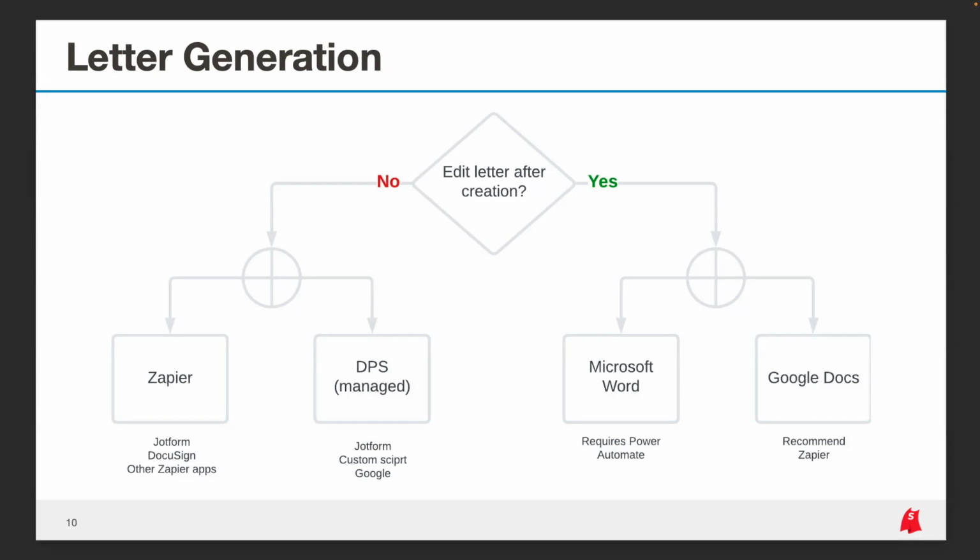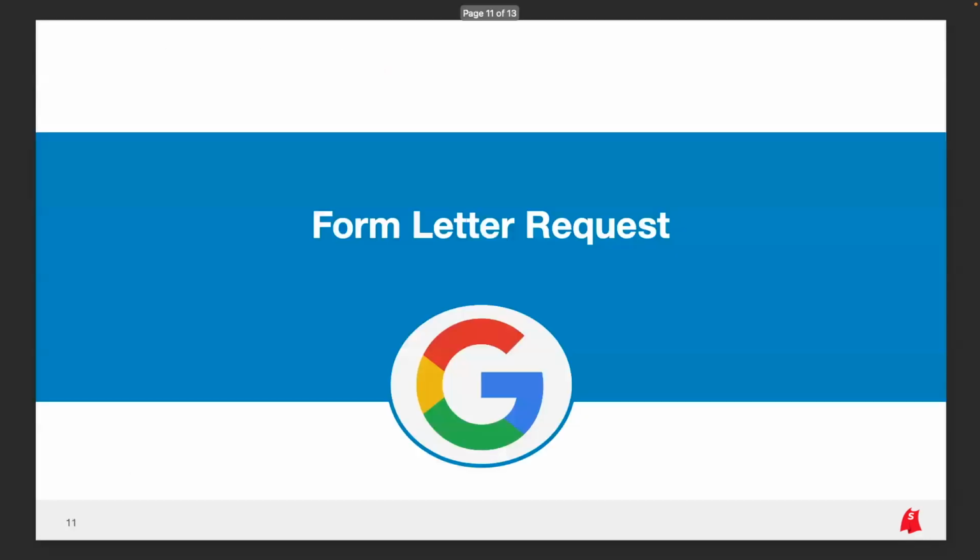If you prefer to have a PDF generated of the letter, solutions can be deployed on Zapier or Sidekick Solutions' managed data processing service. Common applications for PDF generation include JotForm, DocuSign, custom PDF scripts, and Google Workspace. Now let's take a look at this in practice. For the use case we're going to demo, we will be using Google Workspace, specifically Google Docs and Gmail. Similar automations can be deployed with Microsoft 365 using Power Automate.